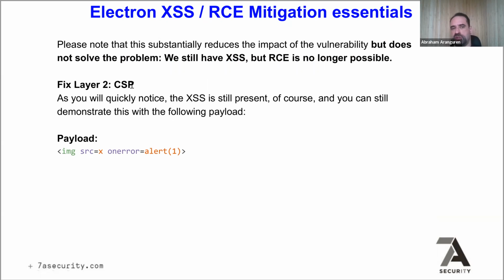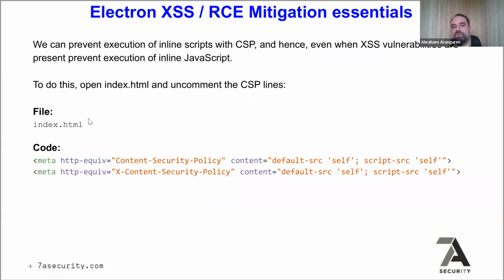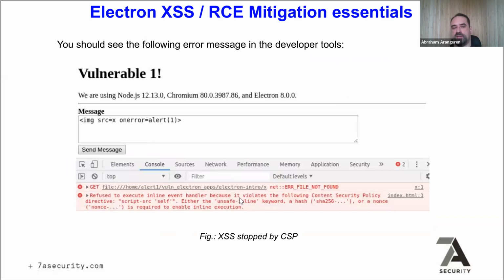Then another layer of security we can add is the content security policy. So when you do image onerror alert 1, you can see the XSS is still there. But if you go to the index.html and you add the content security policy, and then you close the app, then you start it again with npm start, and then you try this payload, you will see this message, right? "Refused to execute inline event handler because it violates the following content security policy directive..." So basically, the content security policy is now making XSS more difficult to exploit, which is also a good thing.